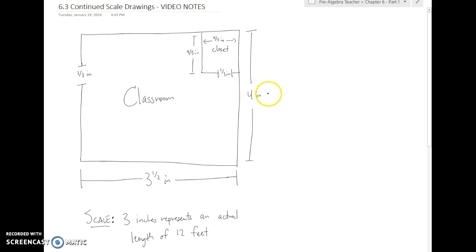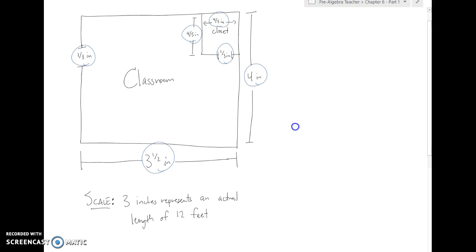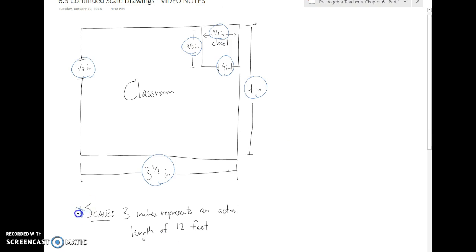You've got the length and width of the classroom. You've got 4 inches and you've got 3.5 inches. You've got 1/3 of an inch for the doorway leading into the classroom, 1/3 of an inch for the doorway leading into the closet. And then you see the closet is 4/5 of an inch by 4/5 of an inch. So this is all the model, okay? And then you see the scale right here.